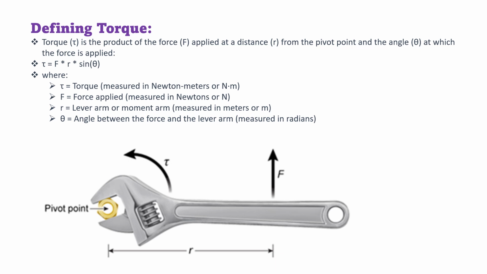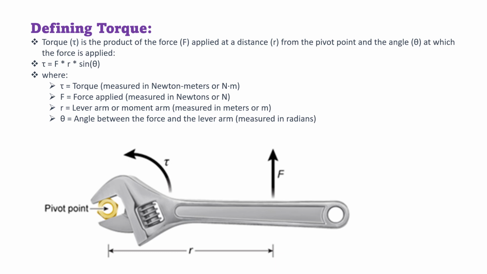So how do you define the term torque? Torque is a product of force F applied at a distance r from the pivot point and the angle at which the force is applied. So therefore we can combine everything together to find an equation or formula for torque. Therefore tau equals force F times r times sine theta.